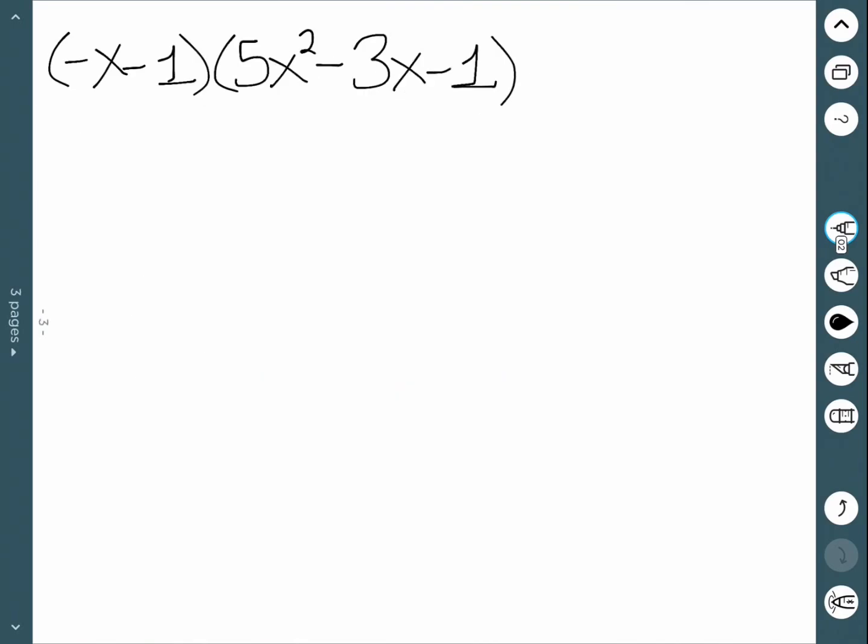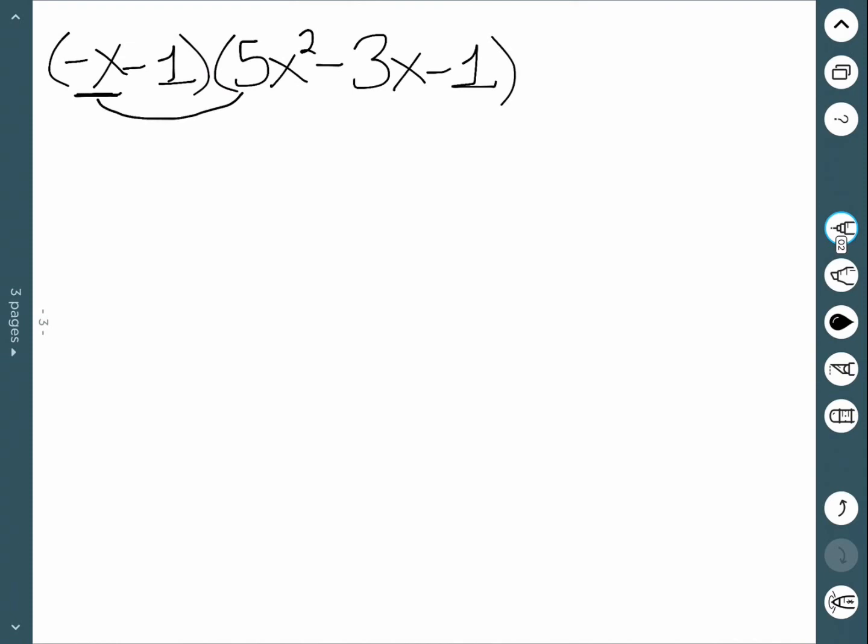Here is a problem very similar to the last one, and like I said, we don't want to have to write out all of those steps, but we still do want to get the answer. And the idea is we're going to multiply everything in the first parenthesis by everything in the last parenthesis. So we're going to start term by term. I'm going to start with this negative x and distribute it to the second parenthesis.